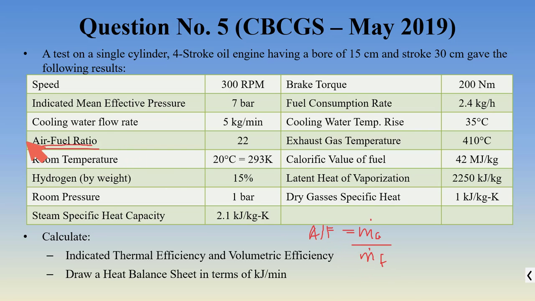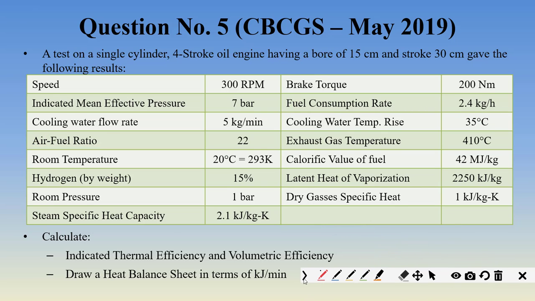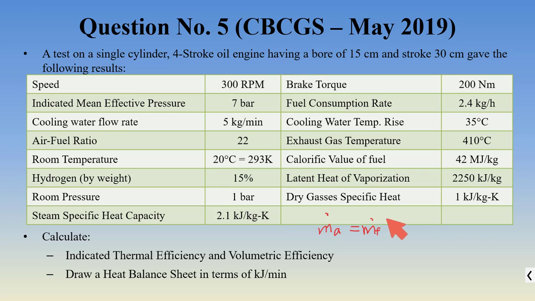Do we have air fuel ratio? Yes. Do we have mass flow rate of fuel? Yes. They have given it over here. So we can find mass flow rate of air. What will be the mass flow rate of air? Mass flow rate of air will be mass flow rate of fuel into air fuel ratio. It will be 2.4 into 22. But this is what? This is kg per hour. This is mass flow rate of air in kg per hour.